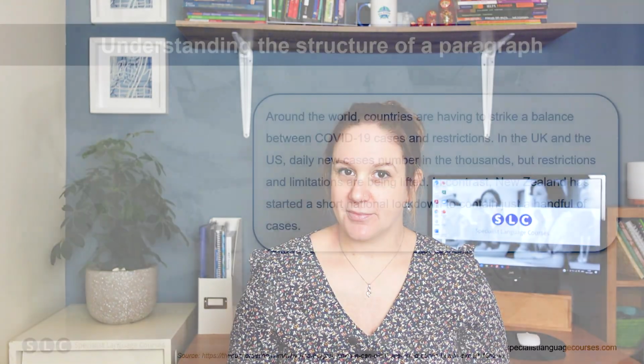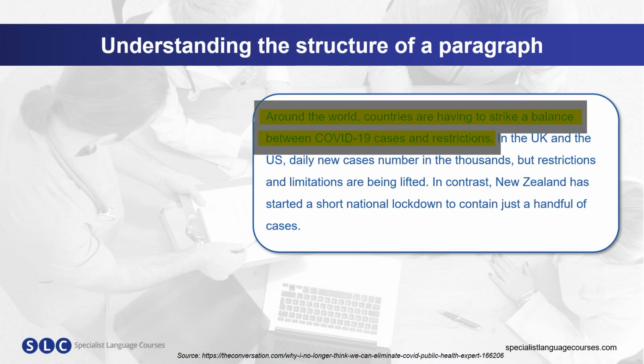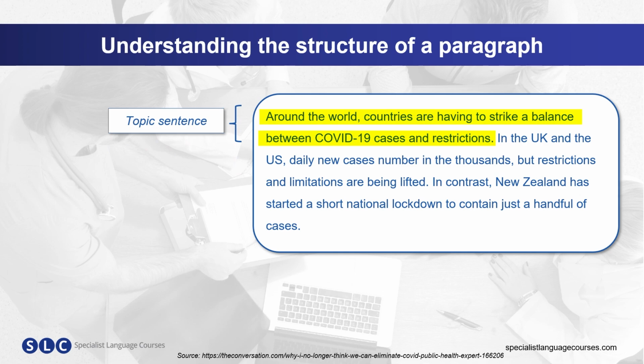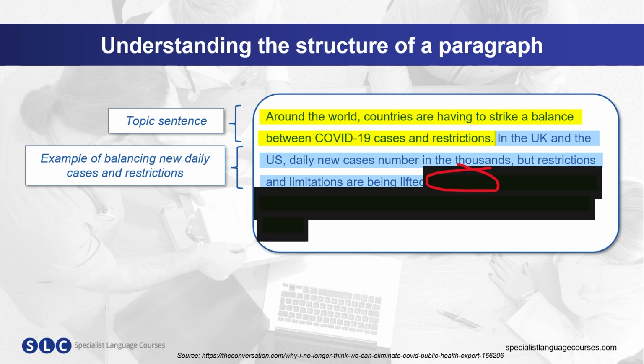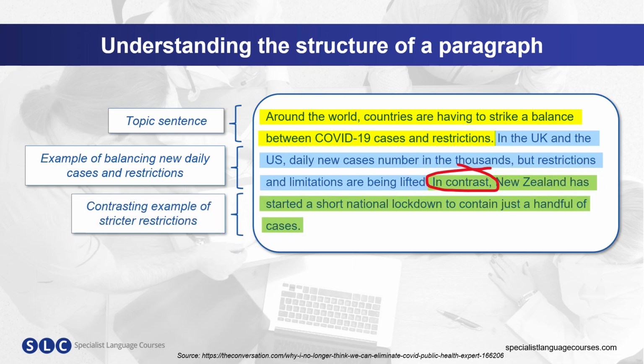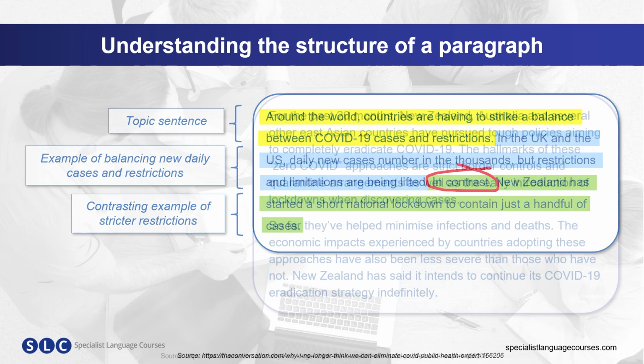Let's try with another extract. Here we have an article about the eradication of COVID-19 from the Conversation website. We can see the topic sentence introducing the idea that countries worldwide have been trying to balance the number of cases and restrictions. This is followed by giving an example of balancing new daily cases and lifting restrictions despite this. Finally, we can see in contrast how New Zealand has been much stricter in its restrictions. Now you have a try.